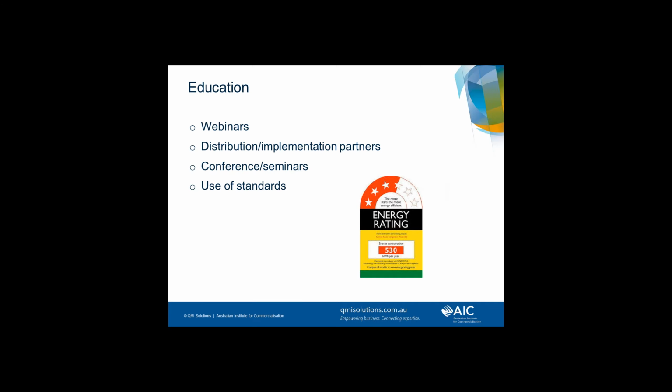Coming to the educational aspect, think about perhaps the need to educate your potential customers. Now there are some examples here. Think about using your implementation partners, your distribution partners to help educate. Think about promoting at conferences and seminars, but also think about standards that are important. For example, if your product or service is particularly energy efficient, and that's one of the ways you differentiate yourself, then there are standards that are useful to illustrate that and that show the difference in your product and your competitor's product. And I've just put the energy rating up there as an example.